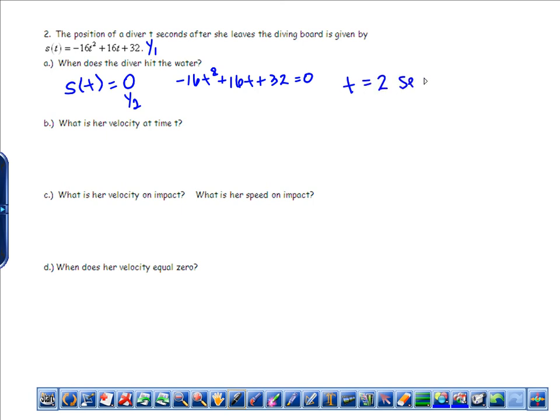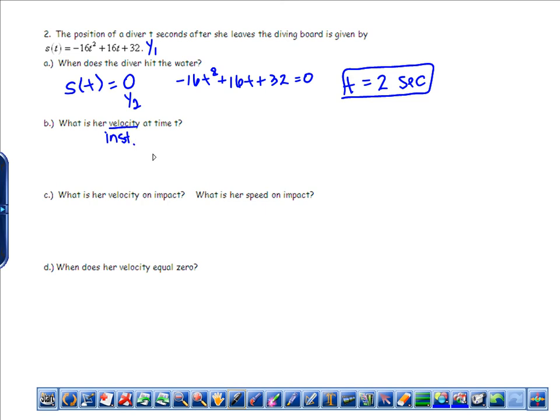I'm not going to spend time on this because I've shown this in other lessons. And like I said, this is an Algebra 1 concept. You're still more than welcome to ask me more questions about it later. Okay, what is her velocity at time t? Now, when you see just velocity and the word average is not in front of it, they mean instantaneous velocity.